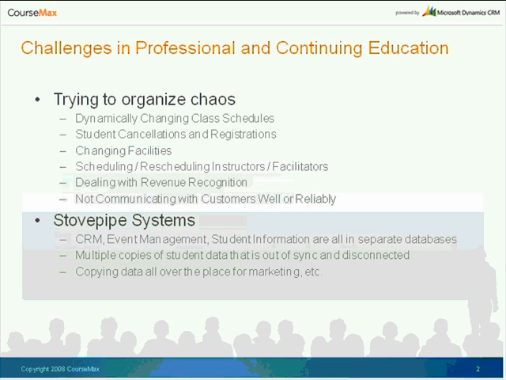In terms of the stovepipe systems, what that often results in is that you have multiple copies of the same data, which is never a good thing. You have information about your customers in your CRM database. You have information about them in the event registration database. With your marketing, you may have an email marketing system, and you're moving that data all around. It's not in sync. You're having to copy it all over the place, so it's not very efficient.